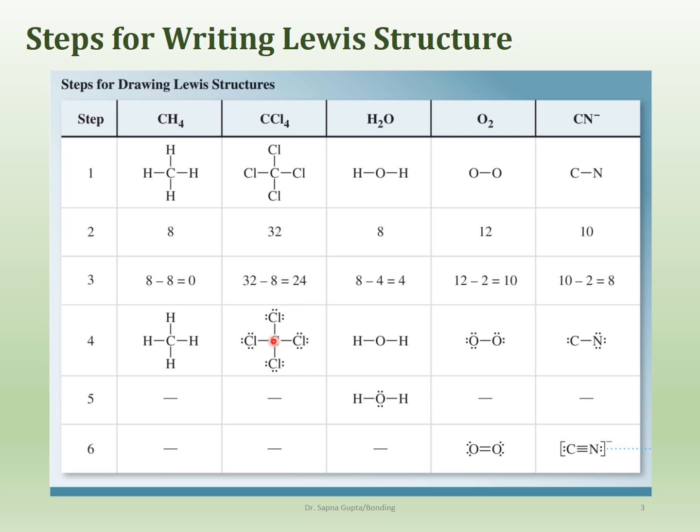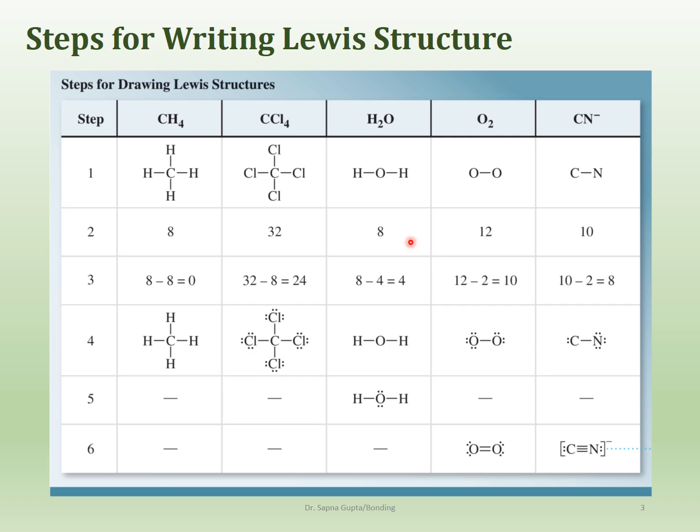If you look at carbon, carbon is already happy. It's got 8 electrons and it does not need any more electrons. So you can take those 24 electrons and distribute them all over the chlorine. So 24 divided by 4 is 6, and so you give 6 electrons each to chlorine. This is how it works.